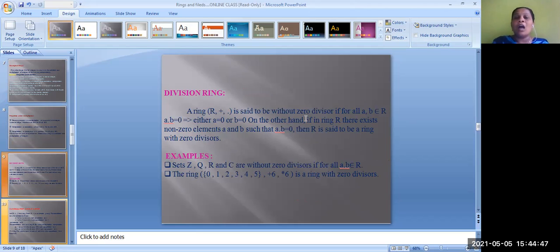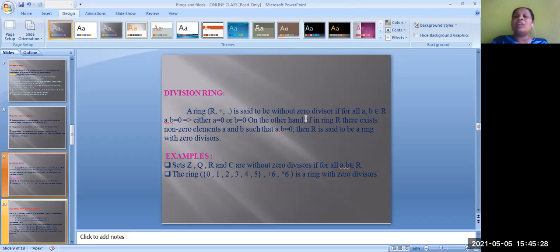We'll see. A ring (R, plus, dot) is said to be without zero divisor if for all A, B belonging to Z, A into B is equal to 0, then either A is equal to 0 or B is equal to 0. See here, without zero divisor we are taking two elements that belong to R, A into B is equal to 0, that is A is equal to 0 or B is equal to 0. And if in the ring R there exist non-zero elements A and B such that A into B is equal to 0, then R is said to be a ring with zero divisor.